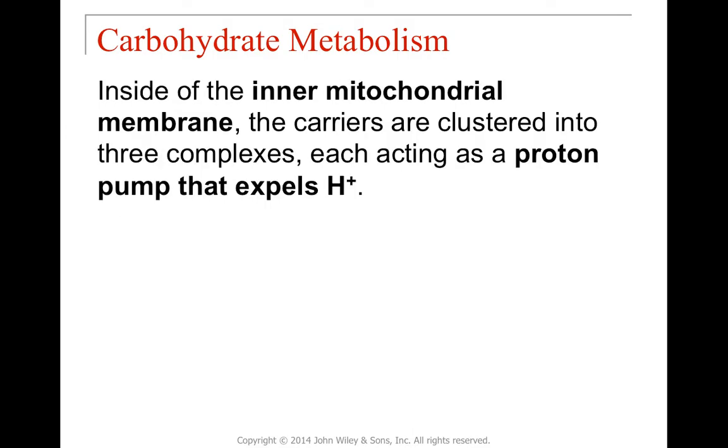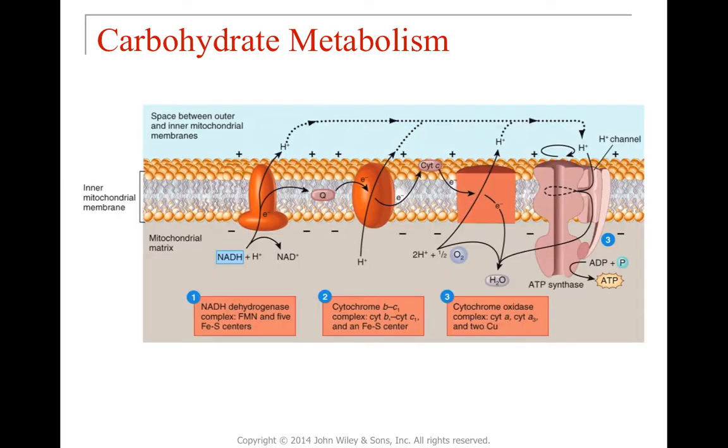All right, so let's talk about what's actually happening inside there. So inside the inner mitochondrial membrane, we have these little clusters of these carriers, and each of these clusters has complexes that are going to be a proton pump that pushes those hydrogen out. All right, so that looks like this. Again, here's the outer and inner mitochondrial membrane. So that's that space in between. Here's the inner mitochondrial membrane. Here's the mitochondrial matrix. So now we're inside the mitochondrial matrix itself. And again, we have way more of the hydrogen ions on the outside than we do on the inside. And we have that because we're constantly pumping them out, right?